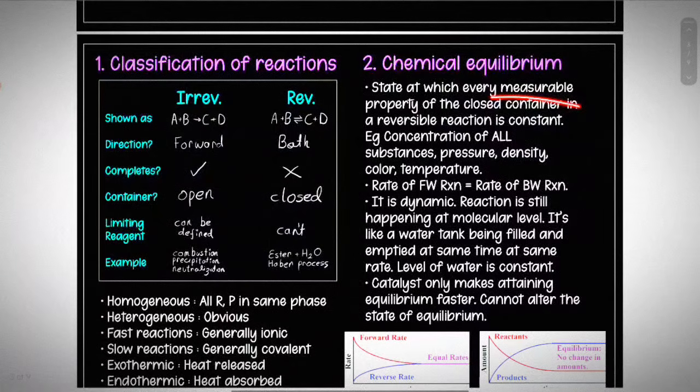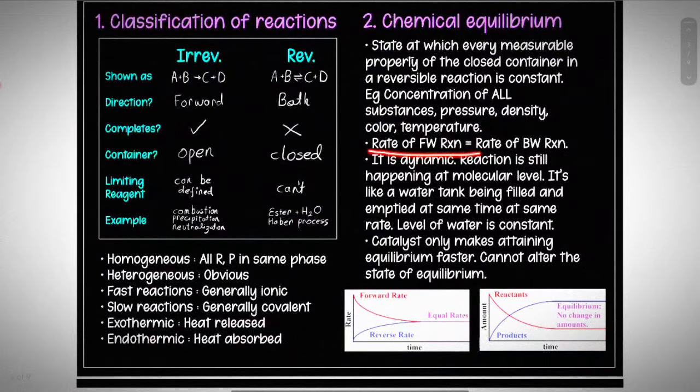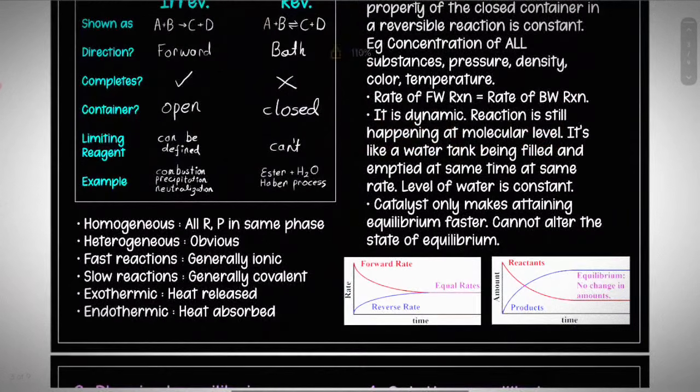And what measurable properties are constant? For example, concentration of all substances, reactant or product, the pressure in the beaker, density, color, temperature, and any other thing that you can measure macroscopically will be constant. And of course, at chemical equilibrium, the rate of forward reaction equals the rate of backward reaction. Also, this does not mean that the reaction has stopped. It is still dynamic, still happening at the molecular level. I have added an analogy. It's like a water tank that is being filled and emptied at the same rate. Activity is still happening, but the level of water is constant.